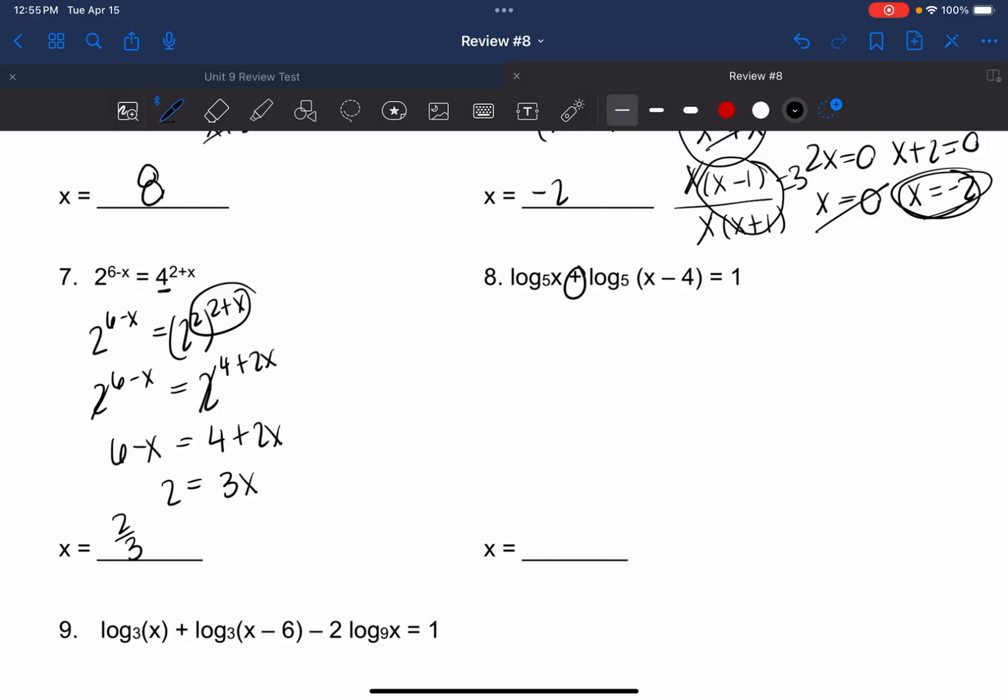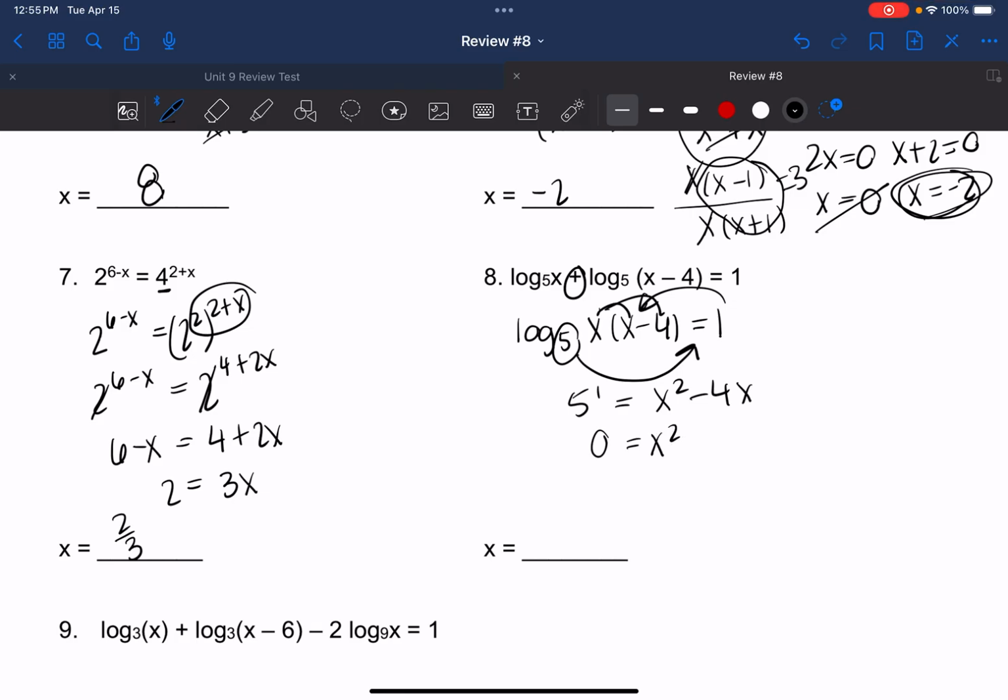All right, here, addition can be rewritten as multiplication. So I've got log base 5 of x times x minus 4 equals 1, and I rewrite. So I'd have 5 to the first equals x squared minus 4x if I were to actually multiply and distribute there. So I move the 5 over. I got x squared minus 4x minus 5, which I can factor. That'd be negative 5 and positive 1, which is going to give us 5 and negative 1.